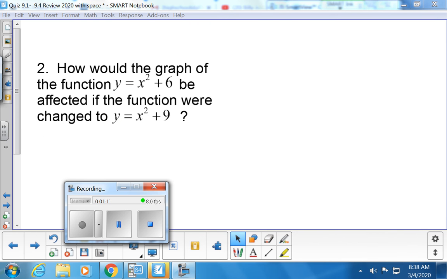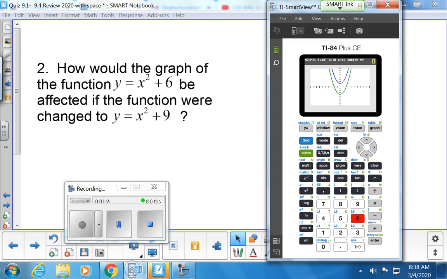A very similar problem. Let's graph y equals x squared plus 6, and let's graph y equals x squared plus 9 and see the differences. Some of you might already know what's going to happen, but let's graph them both. There's my first one with the plus 6. There's my second one with the plus 9. It's kind of up there. It's shifted up. You're right.